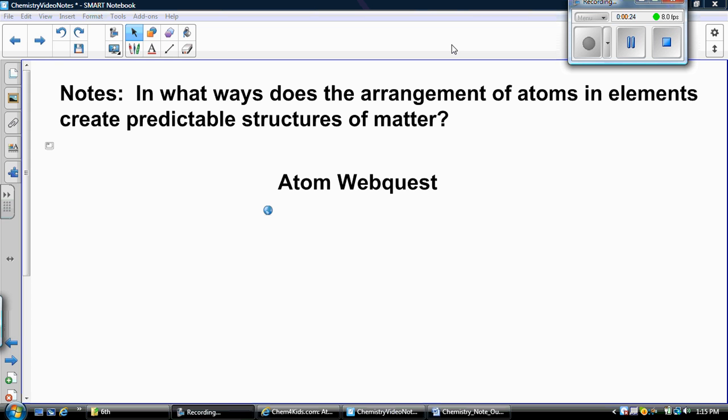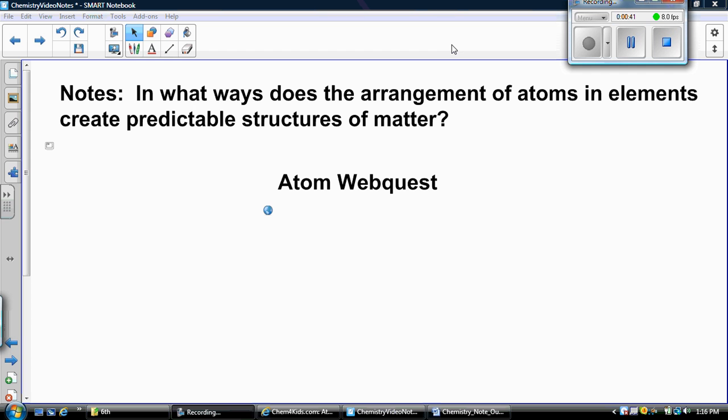So our essential question for the day is, in what ways does the arrangement of atoms and elements create predictable structures of matter? So because atoms are arranged in a certain way, they create a structure for matter that is easy for us to classify, hence the periodic table of elements.